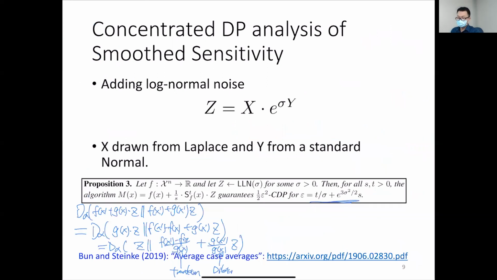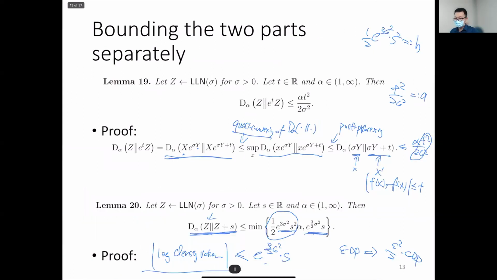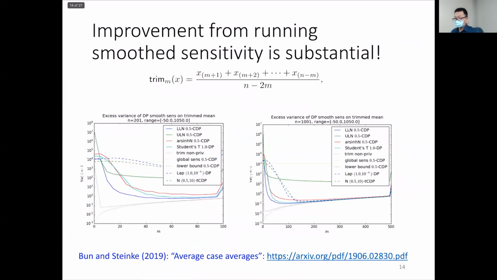All right, so that's really the analysis of the concentrated differential privacy of this Laplace log normal distribution under the smooth sensitivity framework. So here's an illustration of how it works in practice on a particular example.